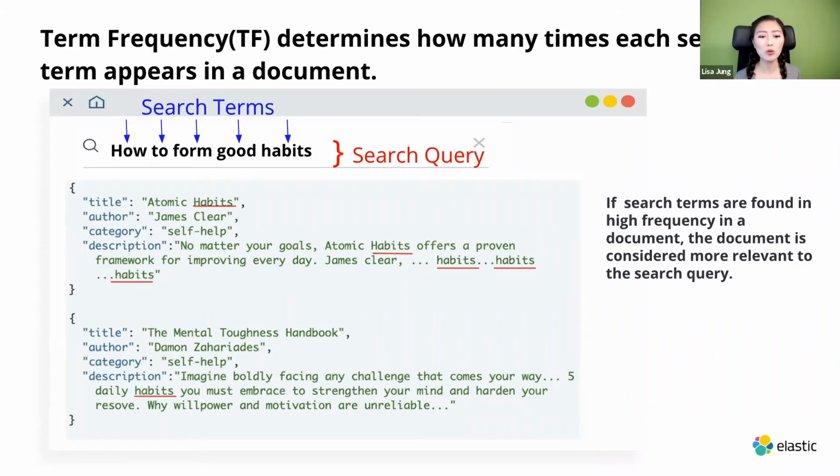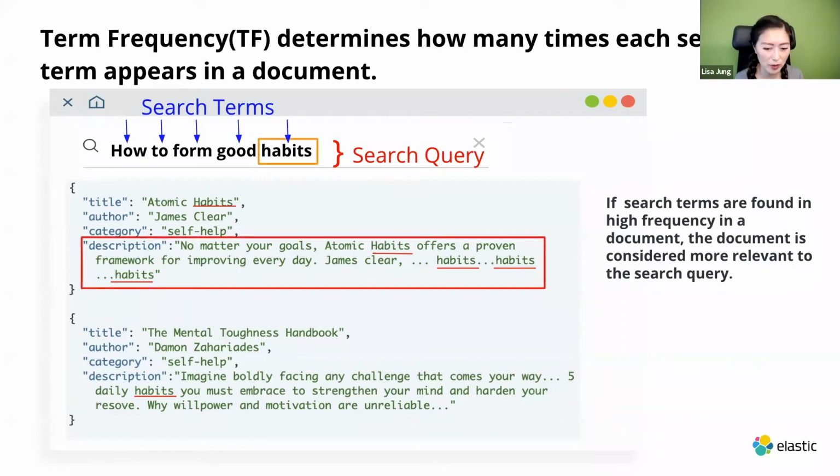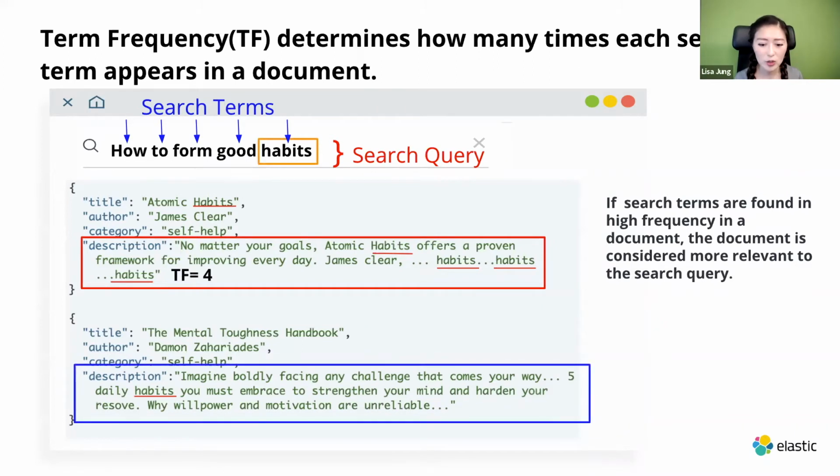So let's say we're looking at the frequency for the term habits. In the field description of the first document, the term habits appears 4 times. In the same field in the second document, the term habits appears 1 time. So in this example, the first document will be given a higher score and end up higher on the search results.